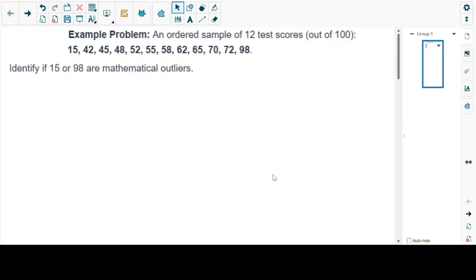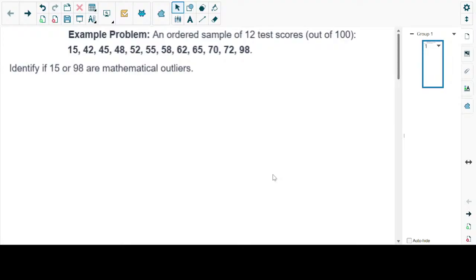There's another one in grade 11 which asks about standard deviation. They say determine if values are within 1 standard deviation, 2 standard deviations of the mean. Those are the things we need to know about. Now, we're not going to be focusing on standard deviation in grade 10. We're simply focusing on outliers.